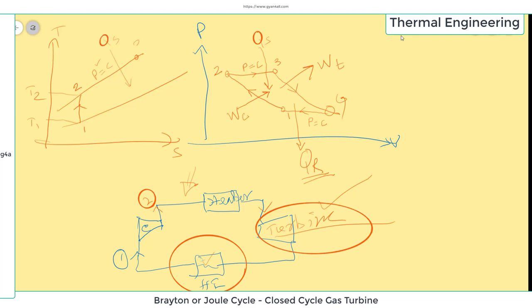So process 2-3 is constant pressure heat addition. But in the TS diagram, what do we see, what happened? Temperature increased. From T2 to T3 the temperature increased. At the same time entropy increased. Now, after heat addition, what happens? Expansion. Isentropic expansion from 3 to 4.